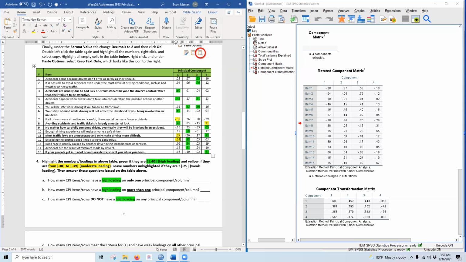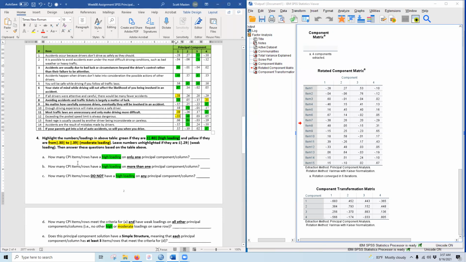So what's going on here? How many CPI items or rows have a high loading on only one principal component column? That is, they're green for only one of the columns. So that item loads strongly on only one of the 4 principal components or themes. So we got 1, 2, 3, no, no, 4, no, 5, 6, 7, 8, 9, 10, 11, 12. I got 12 of them with a high loading, so 12 of the 13.